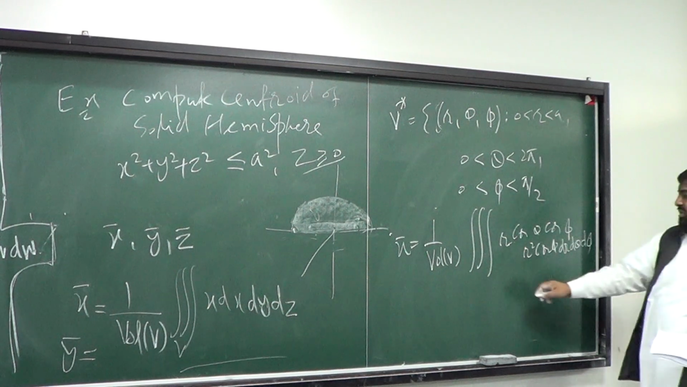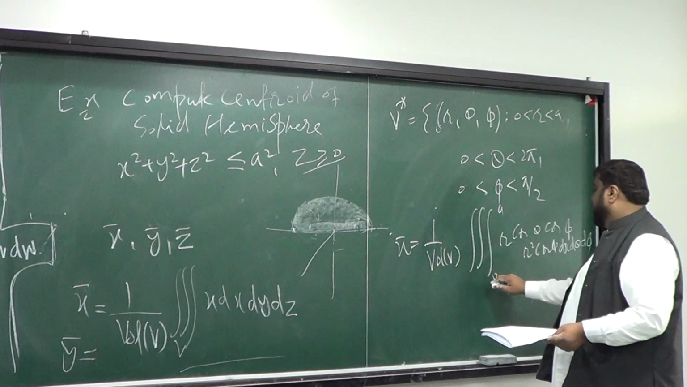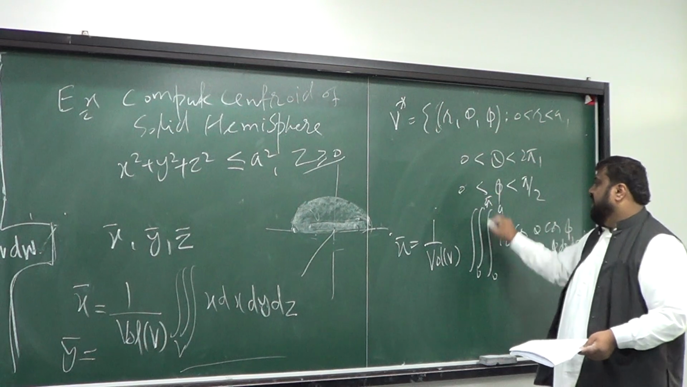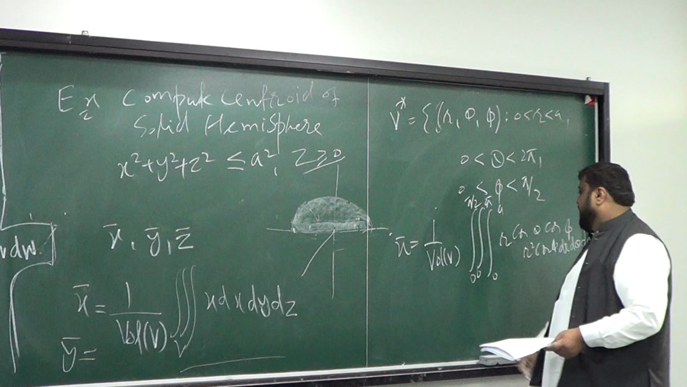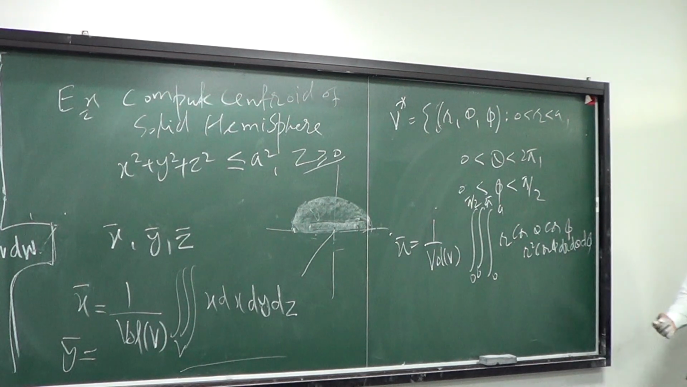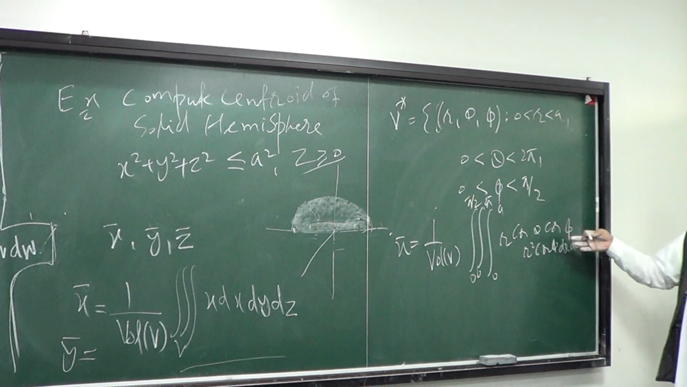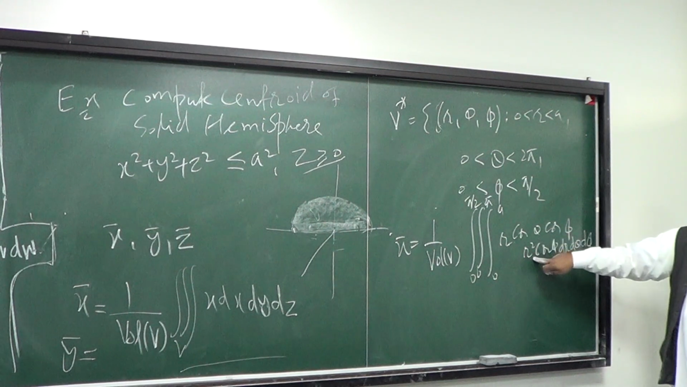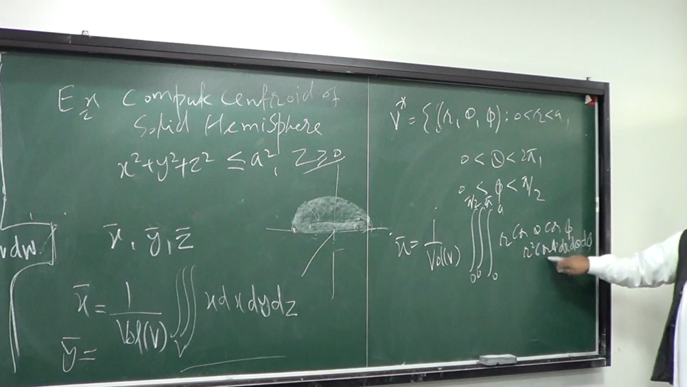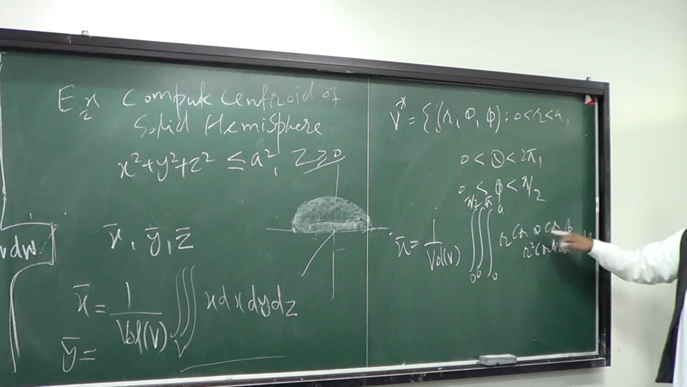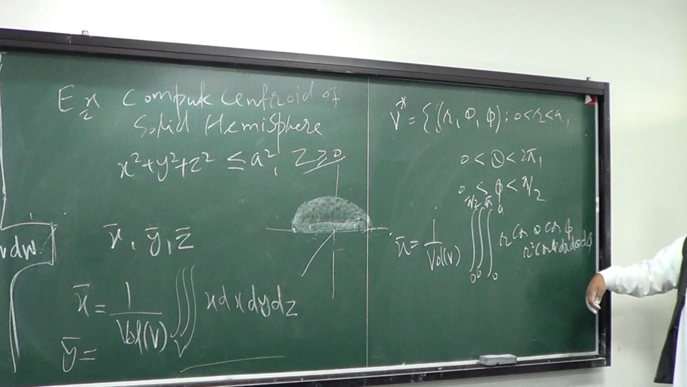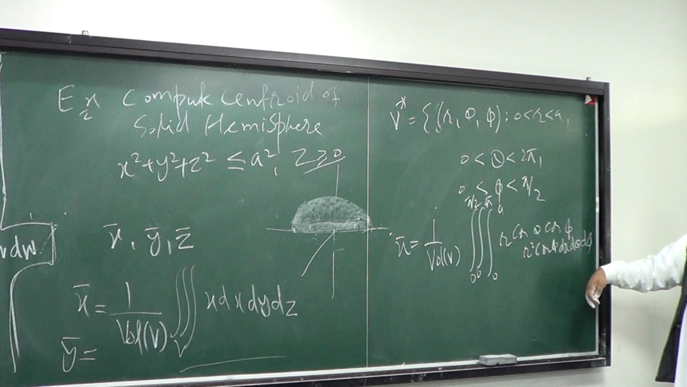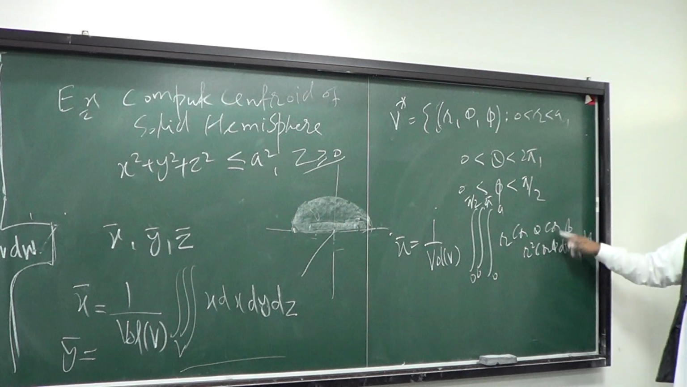And I know the limits on r, so it's 0 to a, on theta it's 0 to 2 pi, on phi it's 0 to pi by 2. That's it, and solve this integral. Now it's easy to solve that. Just think about it. It's simple sines and cosines. First we're going to integrate with respect to r, keep everything as it is, put limits, and then integrate with respect to theta, which is simply cos theta, and then with respect to phi, which is going to be cos square phi.